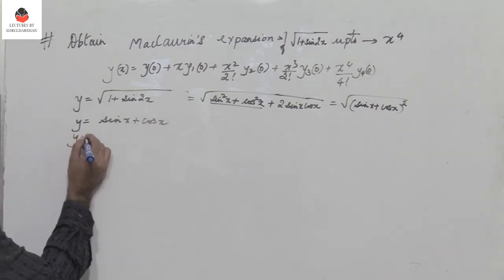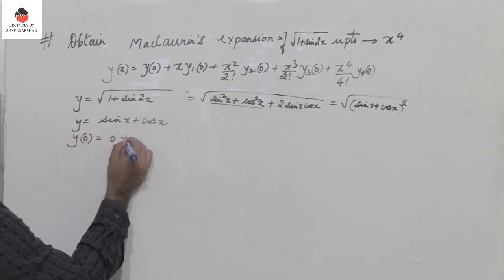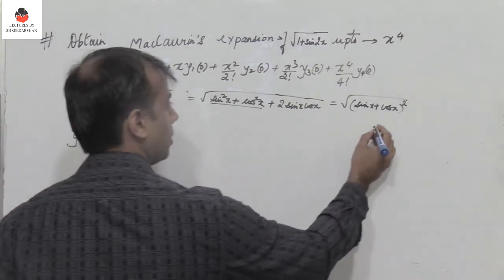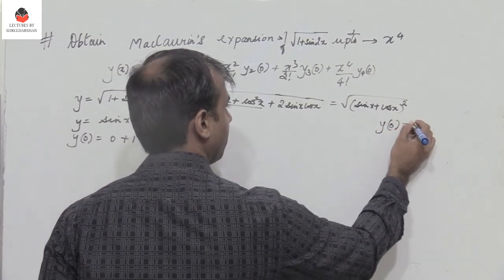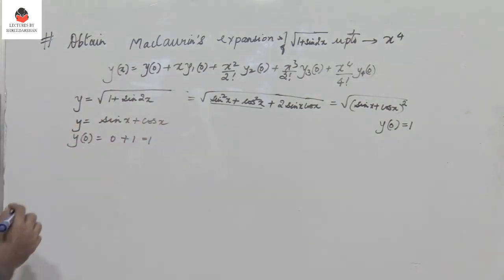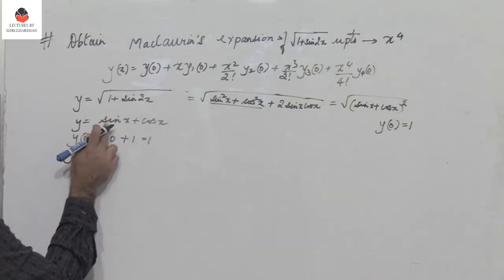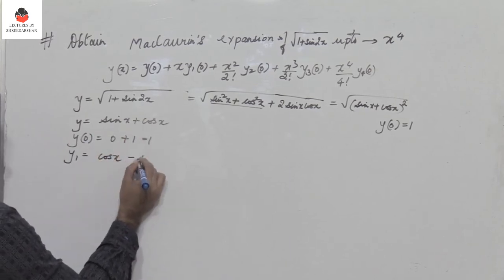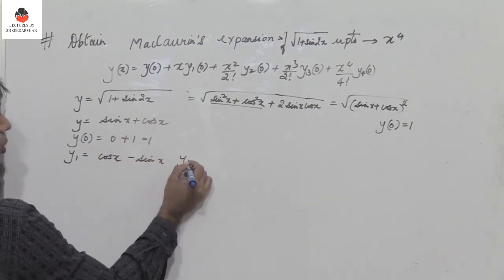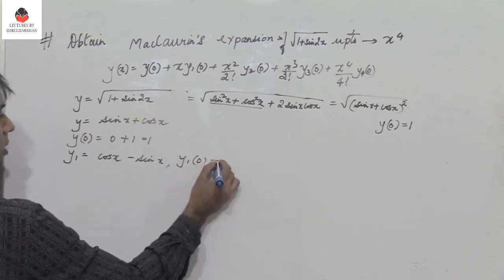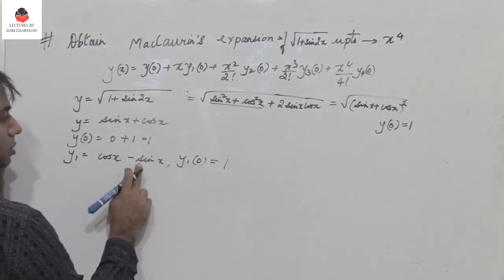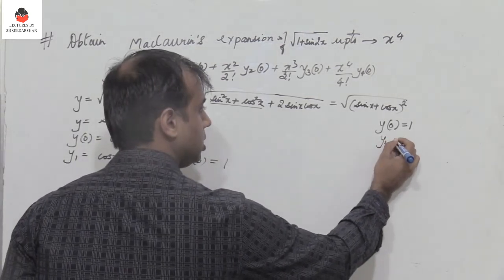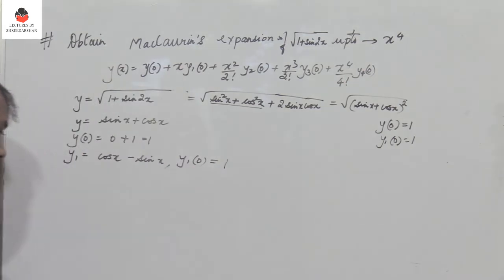So now what is y of 0? It is 0 plus 1, which is 1. So y of 0 equals 1. What is y1? y1 is the differential of sin x, which is cos x. The differential of cos x is minus sin x. So y1 of 0 is cos 0, which is 1, sin 0 is 0, so it is 1. So y1 of 0 equals 1.